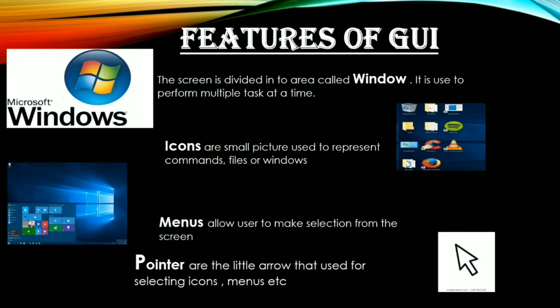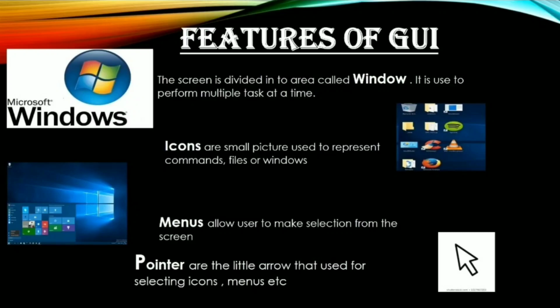Now, features of GUI. Window. The screen is divided into areas called windows. It is used to perform multiple tasks at a time. This means that we can do several works at a single time. That means that we can play music at the time when we are typing a document. Icons. Icons are small pictures used to represent commands, files or windows. This means that icons are small pictures which are used to open an application. As an example, if you want to use YouTube, we will click on the YouTube icon. Menus. Menus allow the user to make a selection from the screen.